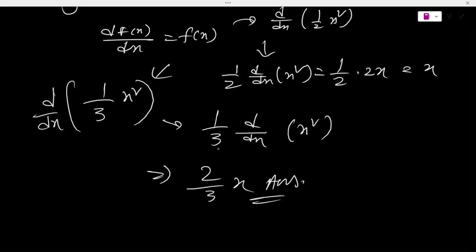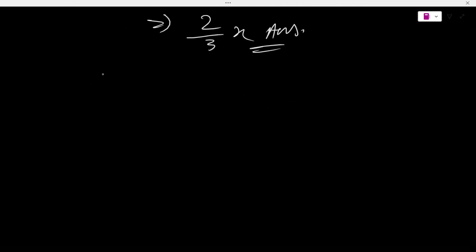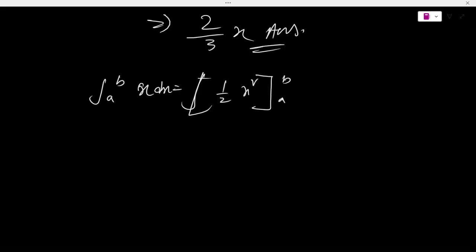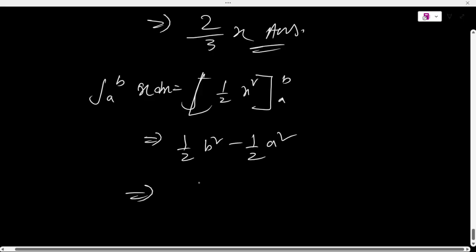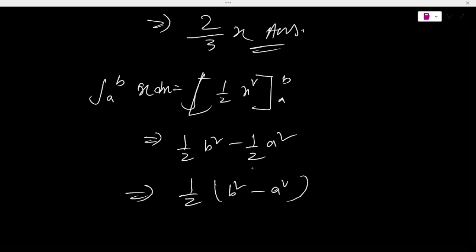And after that, let's say we find that the integration of a to b x dx is equal to half x square from a to b, okay. So it will be half of b square minus half of a square. So it will be half of (b square minus a square), because the half comes out.